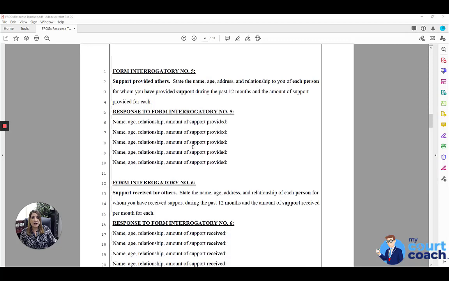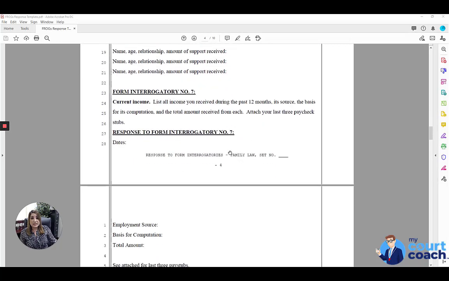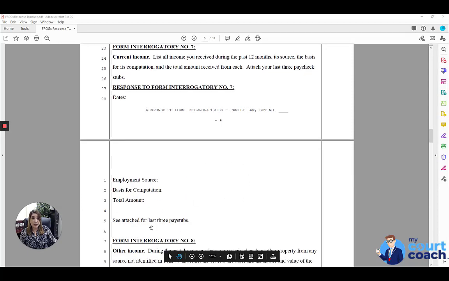Item number 5 is another one that has many components to it. They want to know the name, age, address, and relationship to you of each person for whom you've provided support during the past 12 months. And by the way, this is the same thing that's being asked below, except it's about support you've received in the last 12 months. So again, with each of these: name, age, relationship, amount of support provided, or amount of support received. Item 7 wants you to break down the income that you've received for the past 12 months, its source, the dates received, the basis for computation, and the total amount received from each. And then you have to attach your last 3 pay stubs.